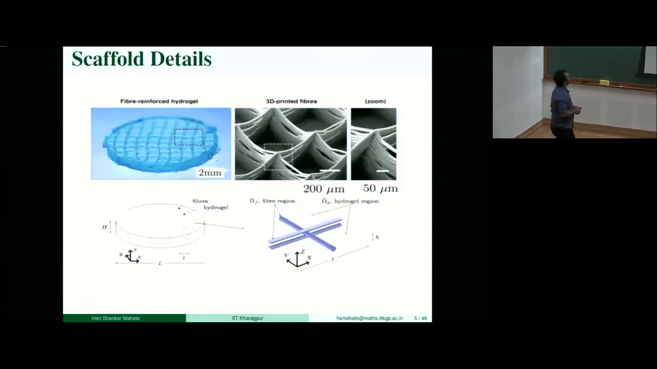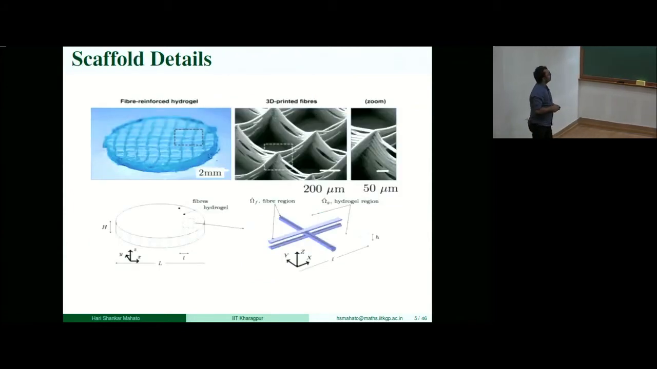If you look at a very small micro level, what you would see is that these scaffold structures look like this. And in between these cubes or hollow structures, you have some hydrogels. If you want to visualize it as a periodic structure, these are your microfibers, and these hollow parts are where you have the hydrogels.